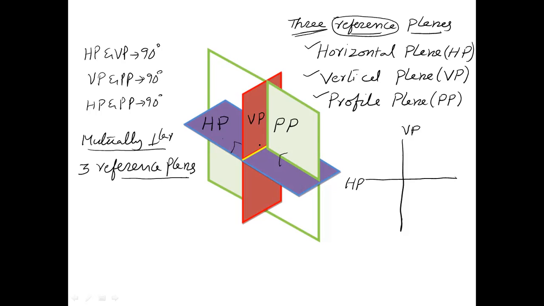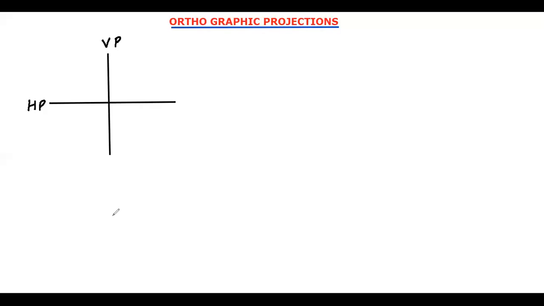Okay, dosto. So the horizontal plane, I will represent as a horizontal line. The vertical plane, I will represent as a vertical line. We are going to use three reference planes to draw the orthographic projections. Remember this horizontal plane and vertical plane. So we have the horizontal plane and the vertical plane to draw the orthographic projections.